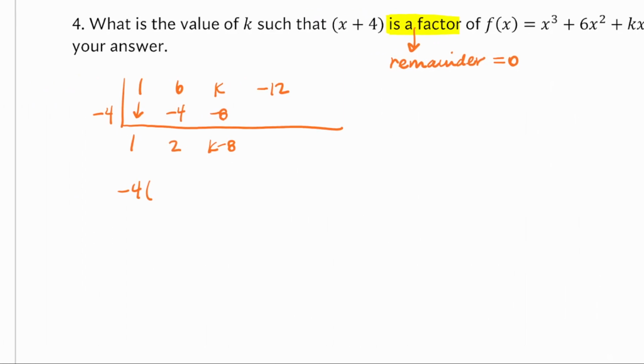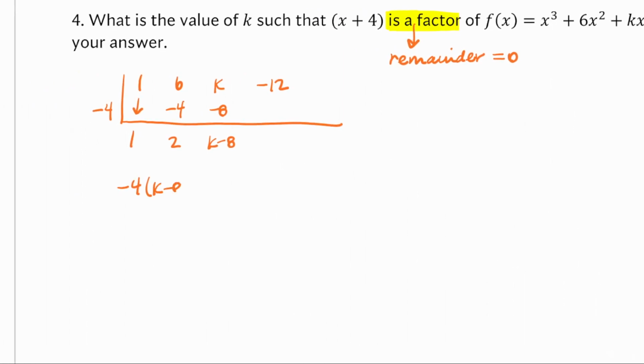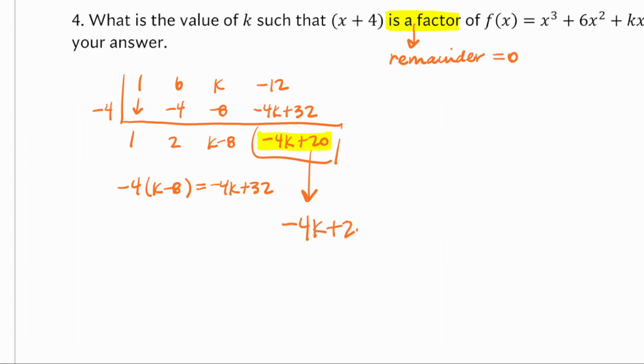Multiply a negative 4 by k minus 8. I get negative 4k plus 32. And if I add these things together, I'll get negative 4k plus 20. Right, so if it's a factor, then this thing needs to be 0, the remainder. We'll say negative 4k plus 20 needs to equal 0. Negative 4k equals negative 20. I'll divide both sides by negative 4, and I'll get that k is equal to 5.